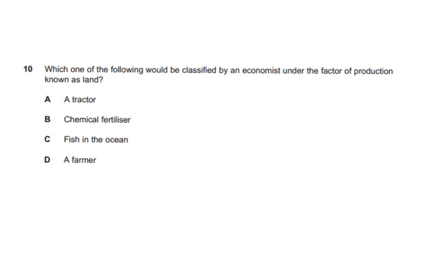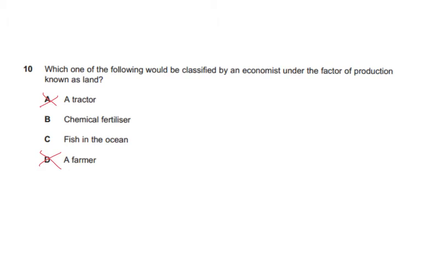And the relatively simple factor of production question to finish with: which of the following would be classified by an economist under the factor of production known as land? Again, by elimination, you should have been able to get this, although the answer is perhaps not what you would immediately expect. Definitely not a tractor. A tractor is quite obviously capital. Definitely not a farmer. A farmer is quite obviously labour, which leaves us with B and D.